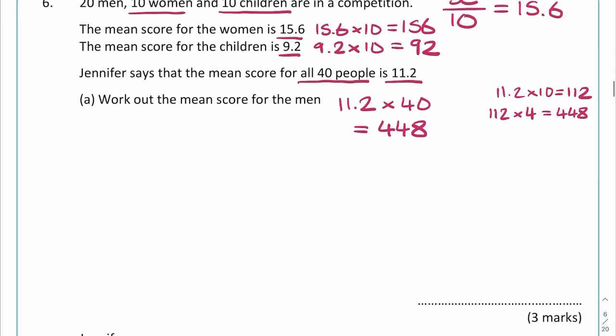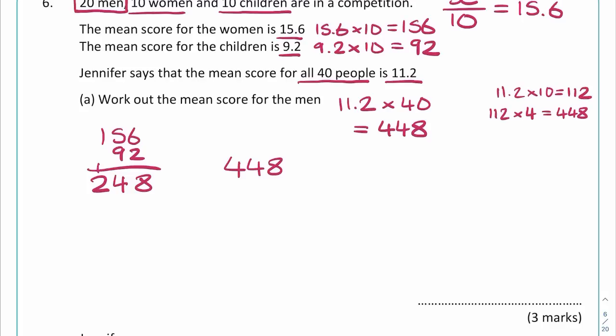So work out the mean score for the men. Well, there are 20 men. So whatever the total is for the men, we're going to divide it by 20. So to find the total for the men, we can take the 448 and subtract the women and the children. That's up to you. I'd probably add those two together first. So 156 and 92. And if we add those up, let's have a look. What do we get? 248. That's a really nice one to subtract. Yeah, it's definitely non-calculator, because that's a really nice one to subtract.